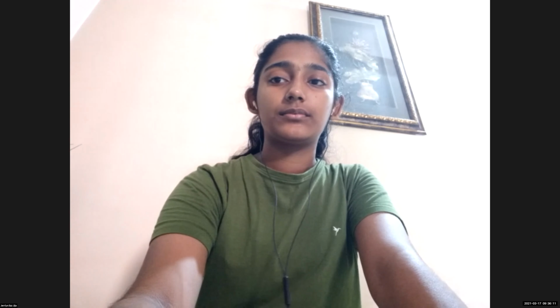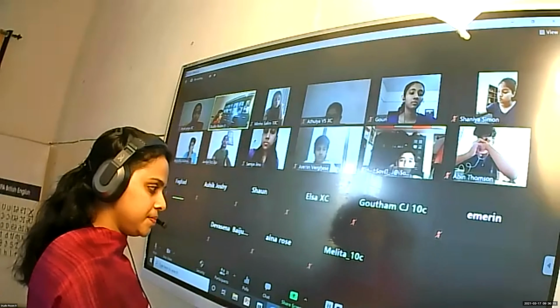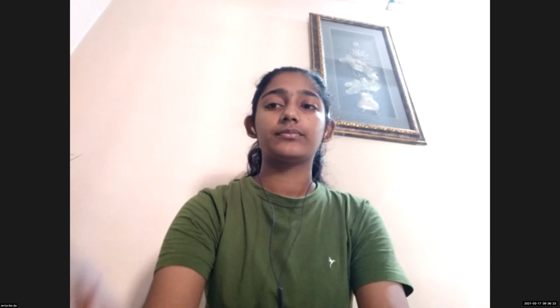At focus. What about the size and nature of the image? Highly diminished. And what about nature? Real and inverted. Very good.